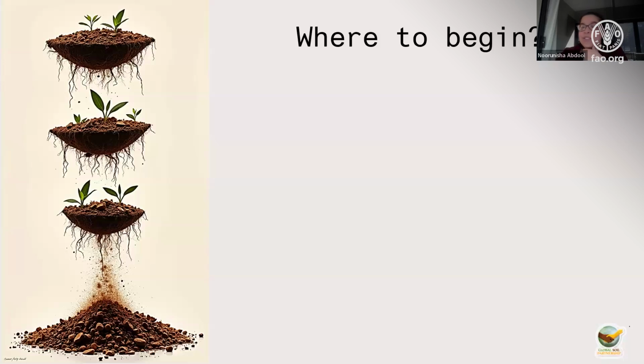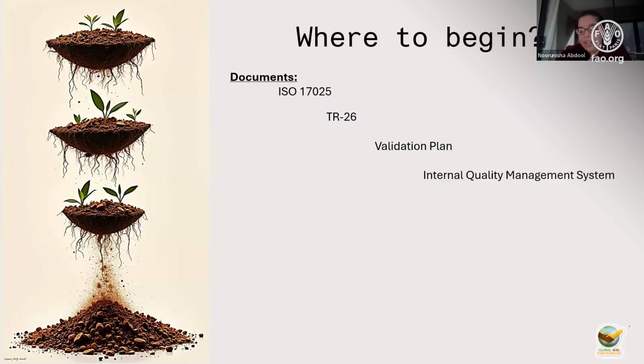And a lot of you now may be asking yourself, well, where do we start? Get yourself some documents. You have the ISO 17025, which I have said comes at a cost. You can get your TR26, and I'll show you where to download this in a moment. Your laboratory will have a validation plan, and you should already have an internal quality management system. So your internal quality management system is what Joseph has touched upon as well. Your calibration records, your repair records, your maintenance records, all of those become part of your management system.